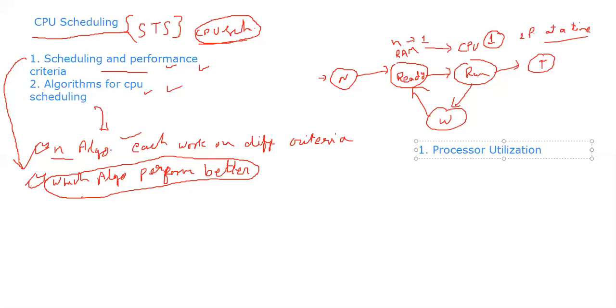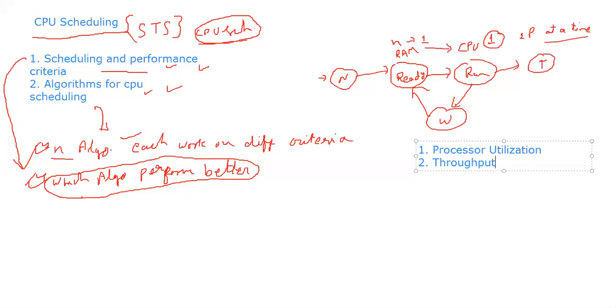Similarly, in the context of our CPU scheduling, because our primary concern is the CPU, we have said that processor utilization can be a primary criterion. Now, apart from that, what are the other criteria? So, the second criterion which can be used is throughput. Now, what is throughput?